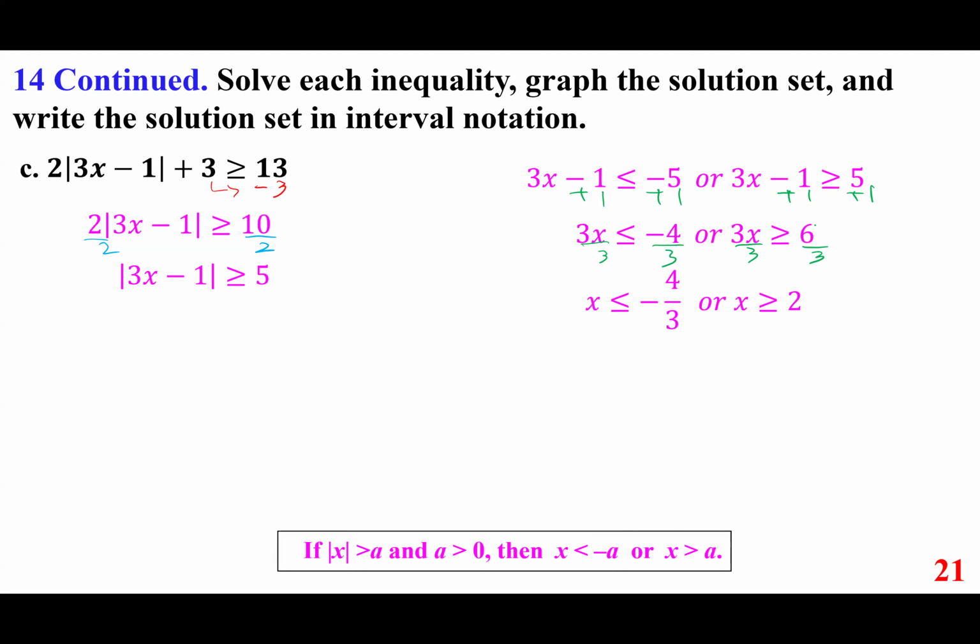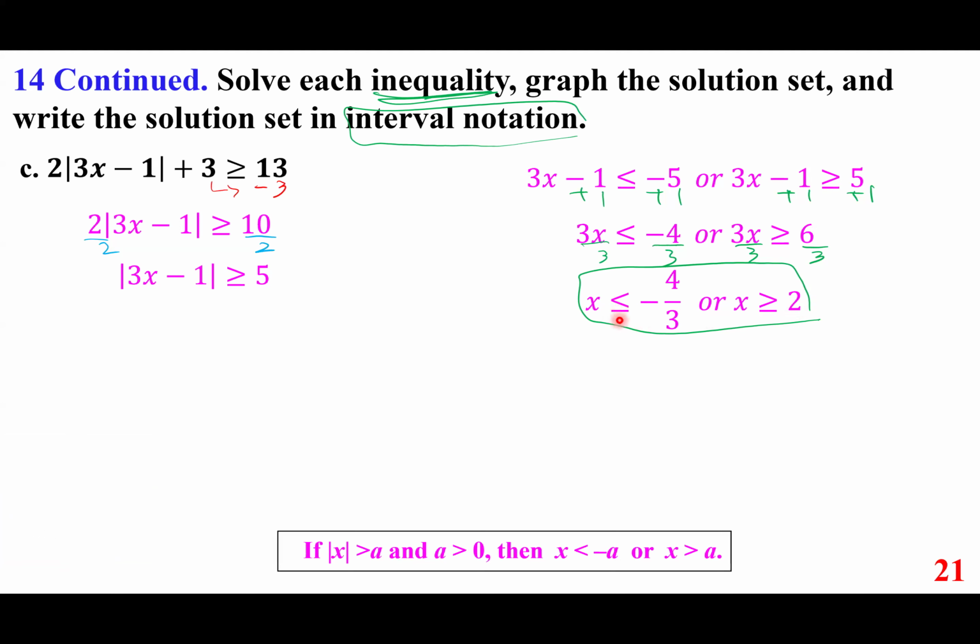So what you're looking at is the inequality solution. You want to go to interval notation. This piece, negative infinity to negative 4/3. This piece, 2 to infinity. You put them together with an or statement, which is a union of events.